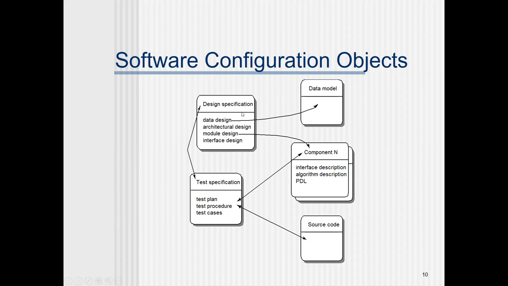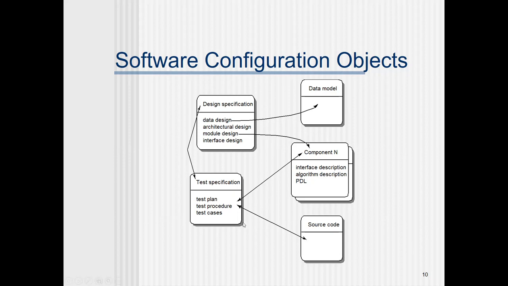So while you are developing a project, the design specification is what you are actually producing in the process of making the design exist in the project. Then we have something called test specification object. It is going to have test plan, test procedure, and test cases. Test plan is nothing but the plan we created for conducting the test, ensuring that the quality of the product is met.